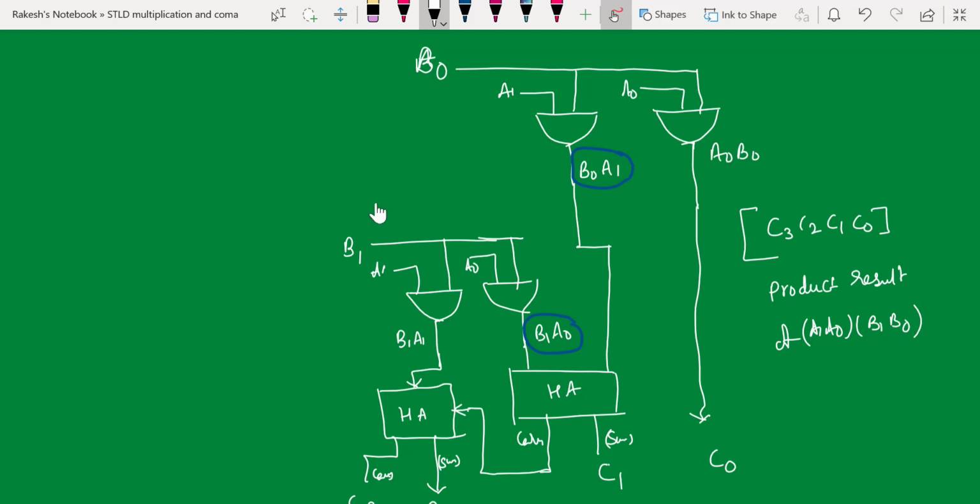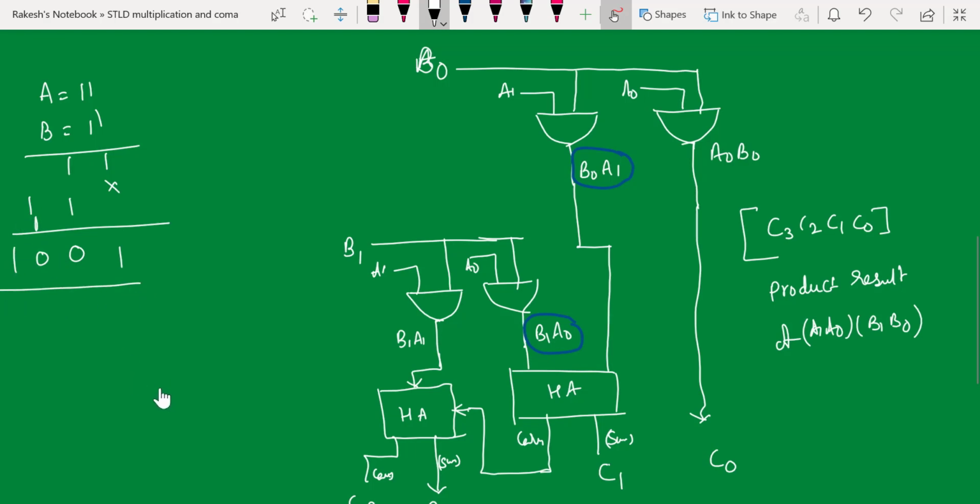To cross check whether the circuit is working properly or not, I am going to take a simple example. My A bits are 1 1 as well as B bits are 1 1. In this case, if I multiply, 1 into 1 will be 1, 1 into 1 will be 1, followed by 1 into 1 will be 1, followed by 1 into 1. So it will be 1, 1 plus 1 will be 0 with a carry 1, 1 plus 1 will be 0 with a carry 1. So I am supposed to get 1001 as my answer.